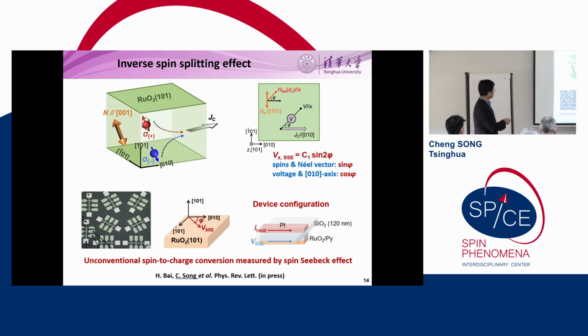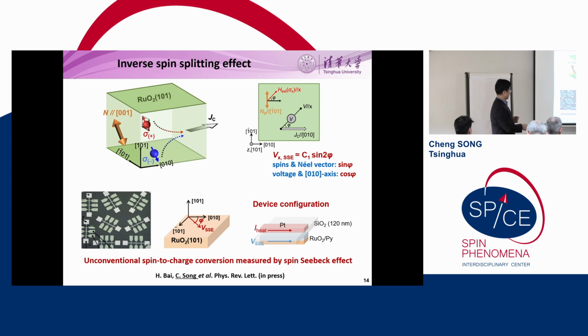That means we grow this ruthenium oxide 101 sample. The Néel vector is along this direction, parallel to 001, this easy axis. Then we try to measure this effect in different devices. We fabricate devices along different directions. For example, when phi is 0, the sample is along the 010 direction. When phi is 90 degrees, it is along the -101 direction. The sample is like this.